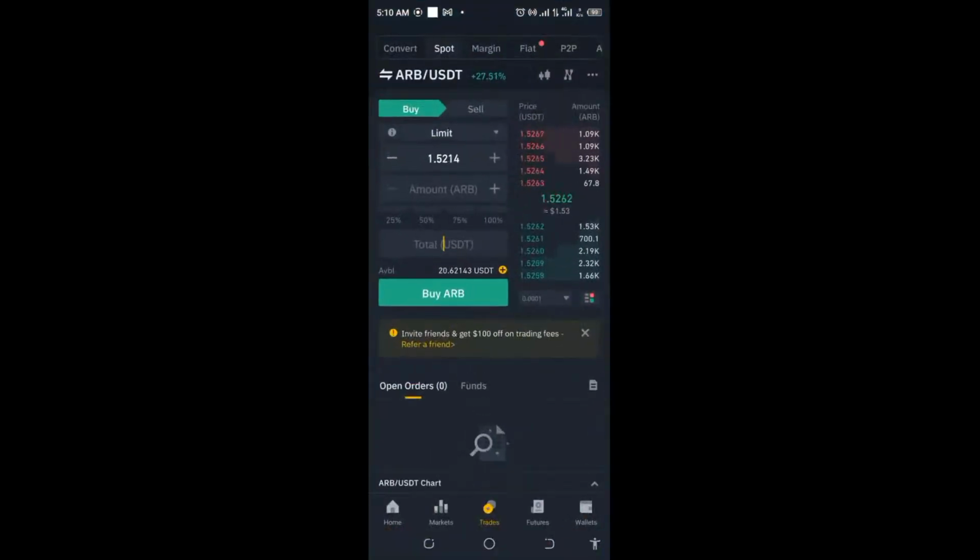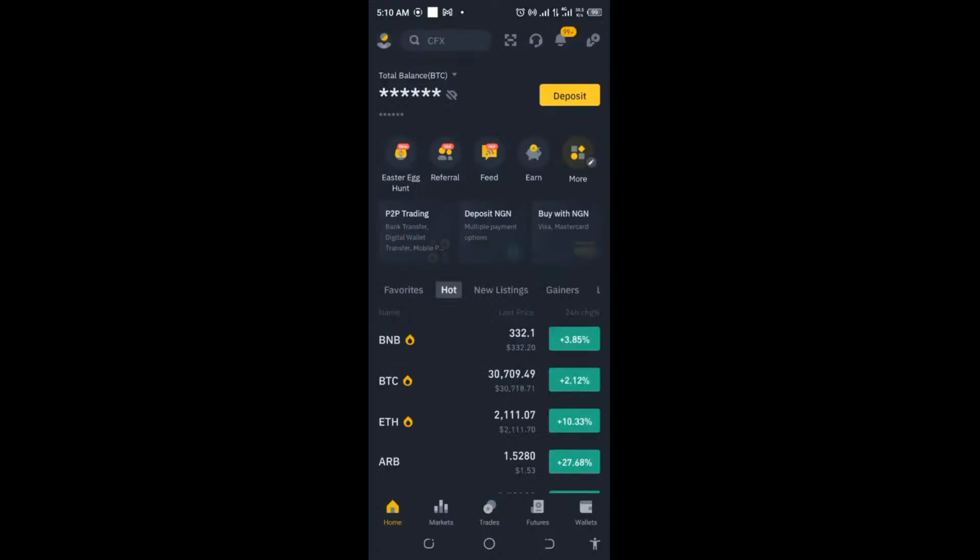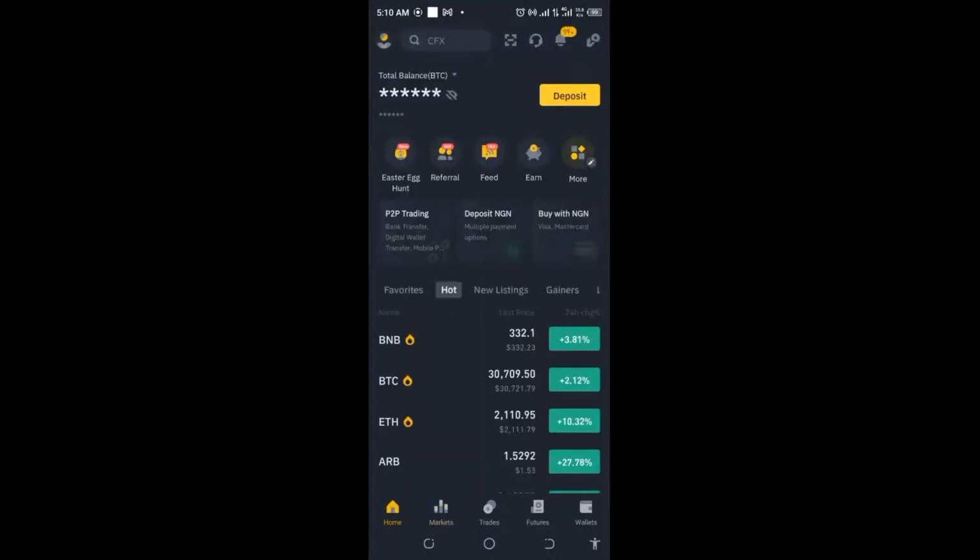But you see, it's based on the parameters that were talked about. It was on the new listing, because like I said, this coin was just recently added. It's barely 3 weeks old, and it's still pumping.